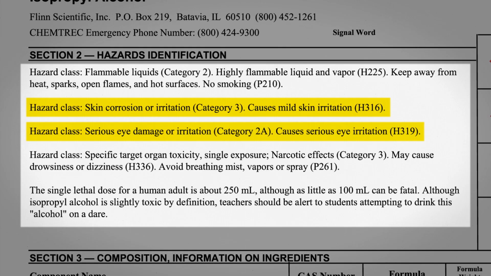The last hazard class identified for isopropyl alcohol is that it could have narcotic effects. It may cause drowsiness or dizziness. Avoid breathing mist, vapors, or spray. A quick side note, drinking isopropyl alcohol could result in poisoning or even death, so don't confuse it with ethanol found in beer, wine, and liquor.